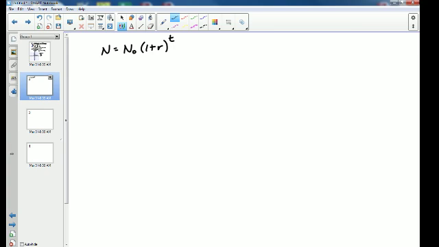Okay, this is an equation that can model exponential growth or decay. In general, N equals N sub 0 times 1 plus r to the t. N sub 0 is your initial value. That would have been our 95-degree coffee. And r is your rate, whether it's growth or decay. And t is time.